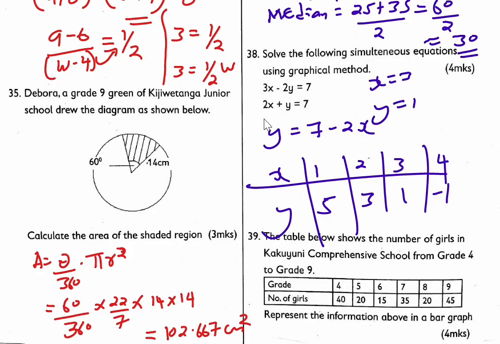Put it here, 2x plus y. So 2x, 2 times 3 is 6, plus y. Y is 1. 6 plus 1, we get 7. And therefore, the solutions are very correct.